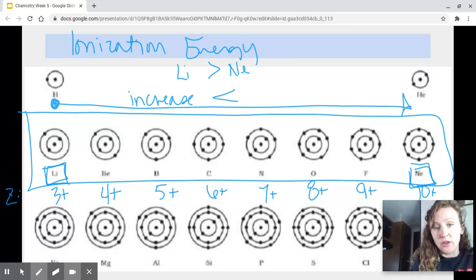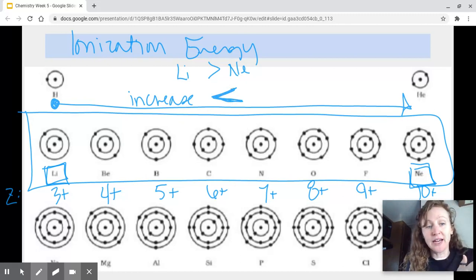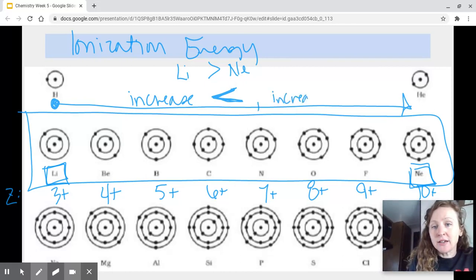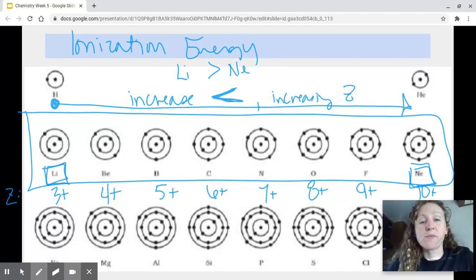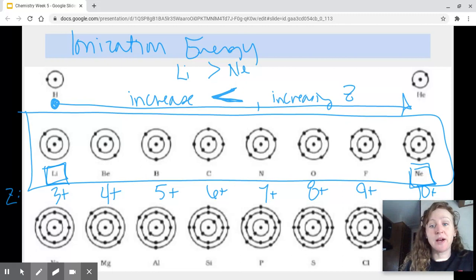So it's going to go this direction. It's going to start small. Ionization energy will be smaller for lithium. It will be bigger by the time you get to the end here with neon. And that's going to be due to an increasing nuclear charge. Okay, let's look top to bottom now.